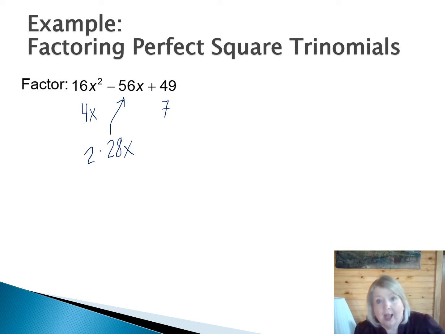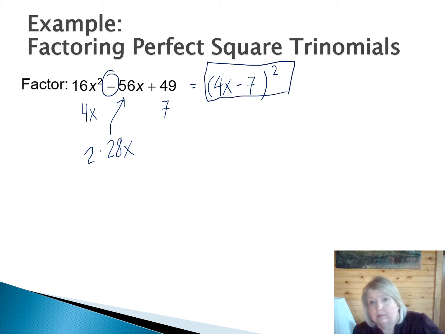So all I have to do to factor it is to write the square root of that front number, the square root of the back number, and steal that sign in front of the linear term and write it as a square. And it's correct every time.